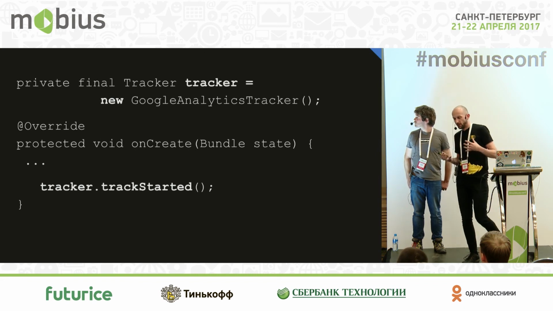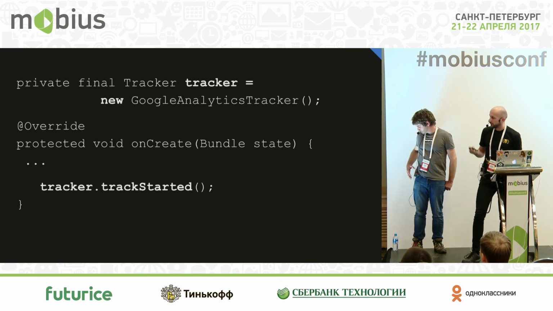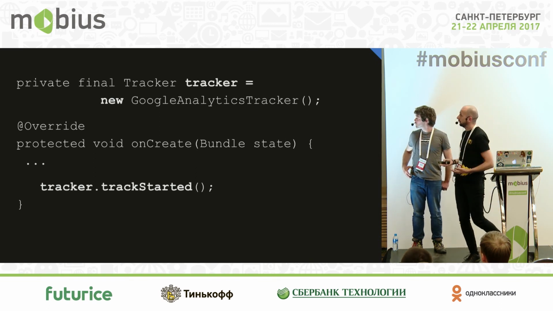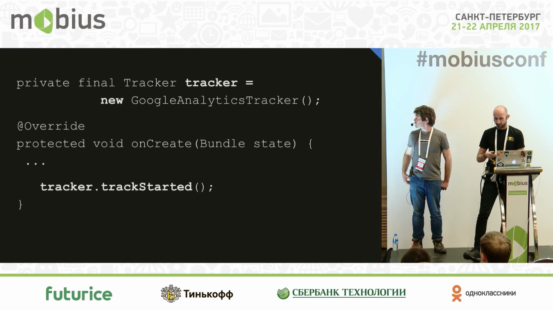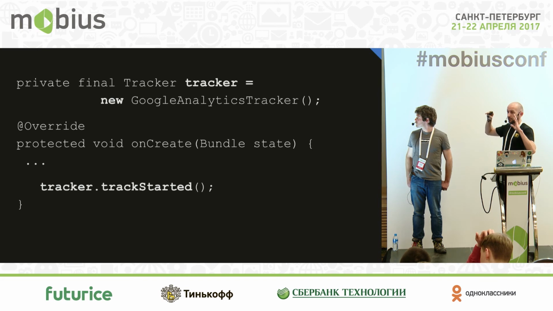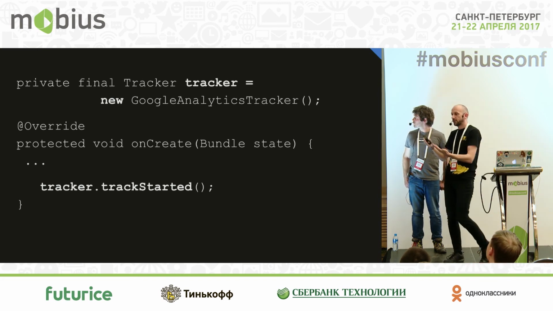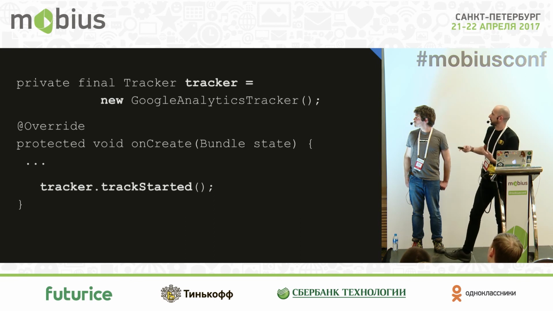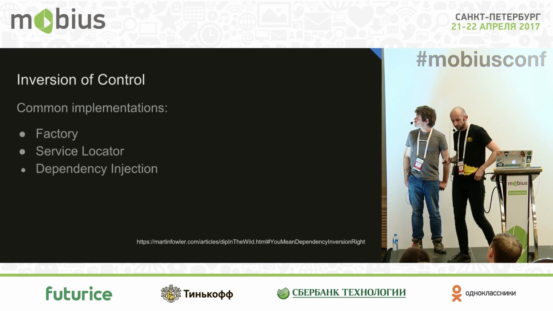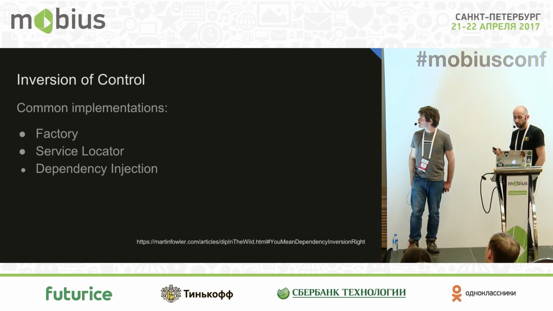This is the whole idea of inversion of control. We should take this new out. This class shouldn't know how to create a Google Analytics tracker, or a tracker in general. It's not the responsibility of this class. This could be done via a dependency injection framework, or just via a constructor, I mean, not in an activity. There are multiple ways to solve this, so dependency injection is not the only solution for inversion of control.